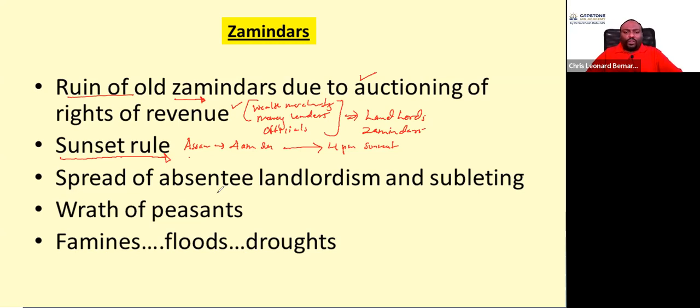So this brought the wrath and anger of the peasants on the new landlords, and this shifting of power from the zamindar to the new landlords changed the course of the peasant-landlord relationship. The peasants were reduced to poverty, and this also led to artificial famines.